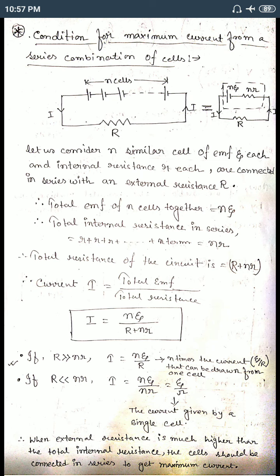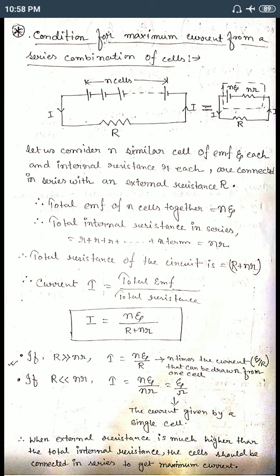then we neglect the capital R term. So we get I equals E by r. So we get the current given by a single cell. Which one is larger, the n times current or only the current I? Obviously, if in place of n we write 2, then for the first condition we get twice the current of the initial condition. Initially we get I, so finally from this expression we get 2 times I.